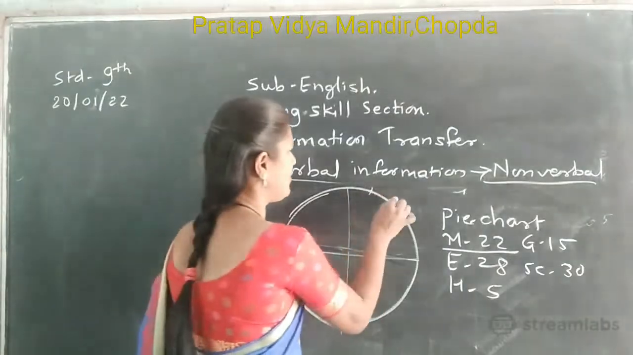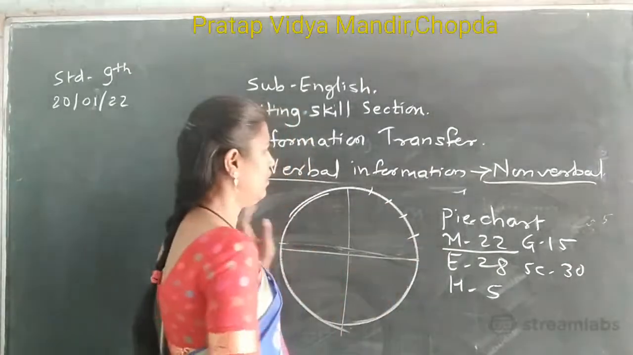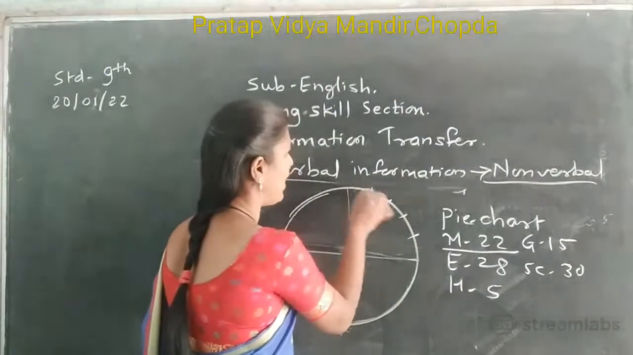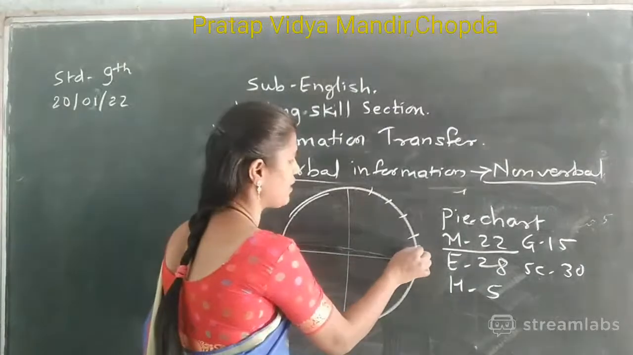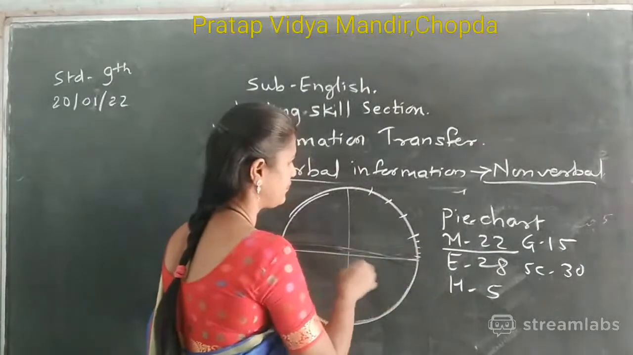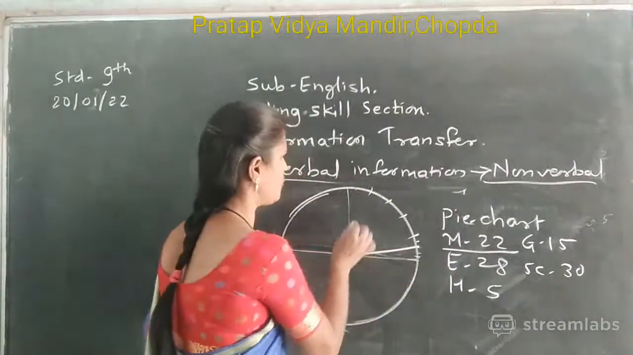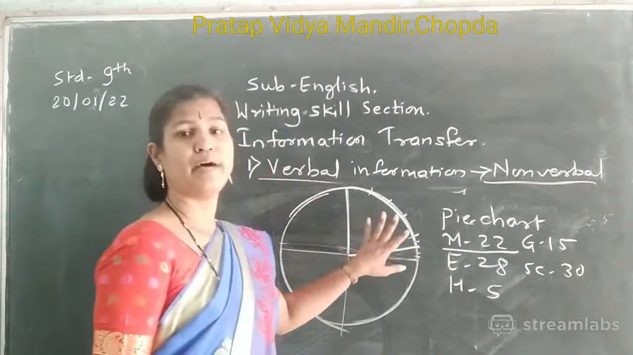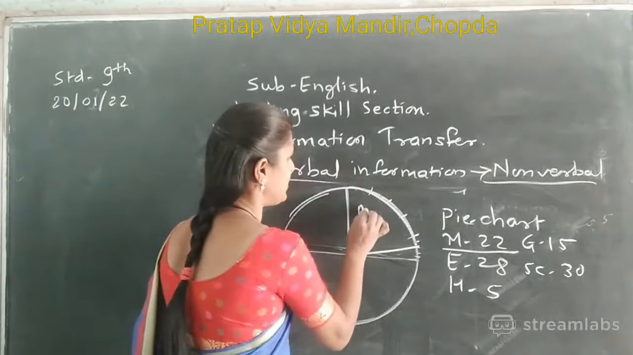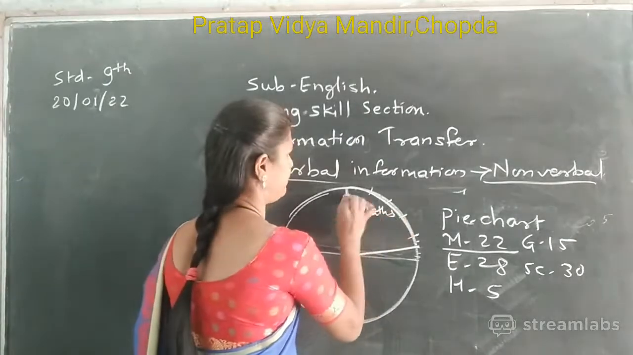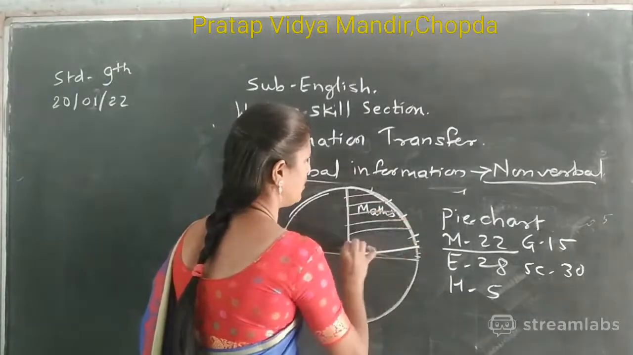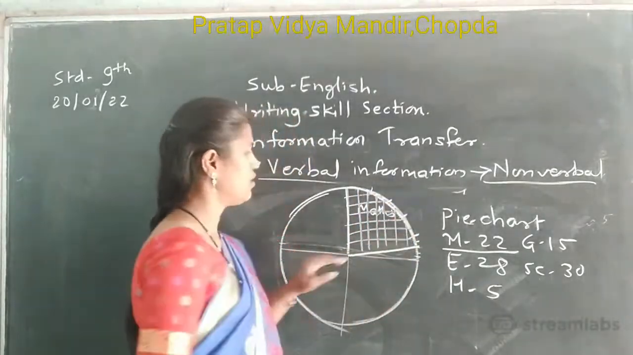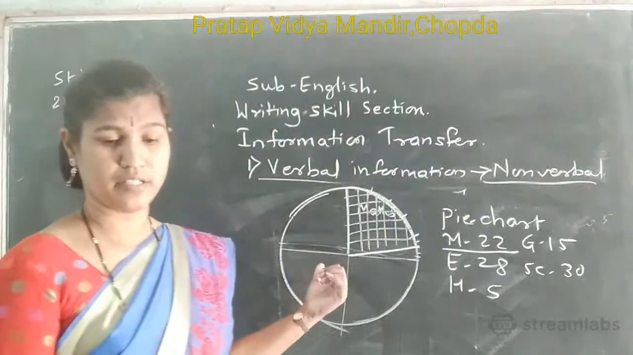So what will we do? 22% we have to show here. So 5, 10, 15, 20. Again here, this is 22. Okay. So that will be the portion for maths. Students failed in maths. Okay. So, to make it easy to identify, I have drawn such kinds of lines here, and you have to write the information there.